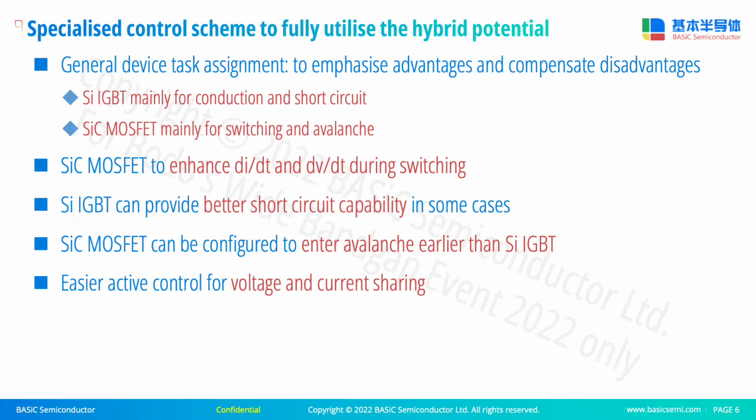Using specialized control scheme, higher switching speed is possible. Also, silicon IGBT can be used to compensate the limited short-circuit capability of silicon carbide MOSFET. And silicon carbide MOSFET can be configured to enter avalanche earlier than silicon IGBT. In addition, for serializing and paralleling operation, the use of silicon carbide MOSFET can provide easier active control of voltage and current.